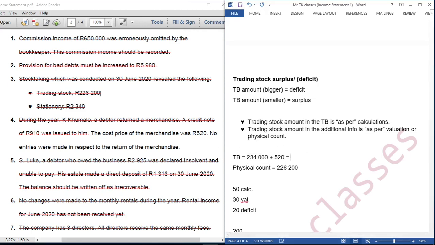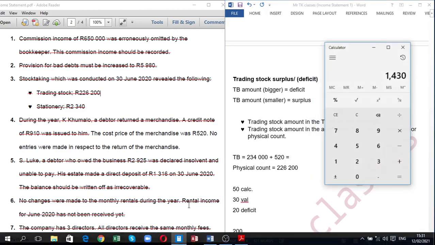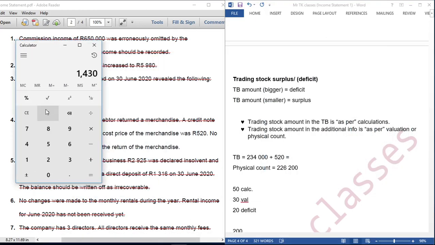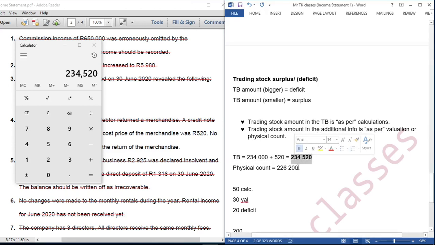So the actual trading stock that we should have as per calculations is 234,000 plus 520 is 234,510.20, right? So we are going to compare this amount with this amount. You can see that the amount as per calculations is bigger than the amount as per physical count.